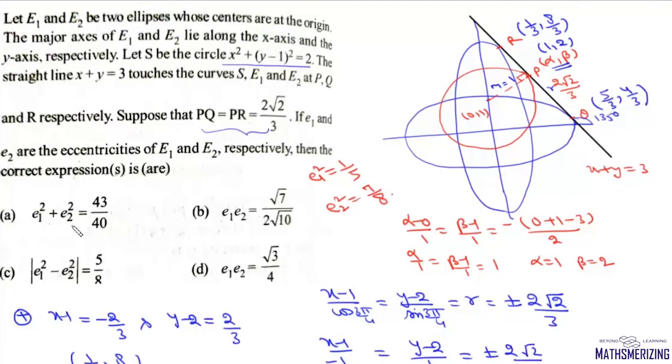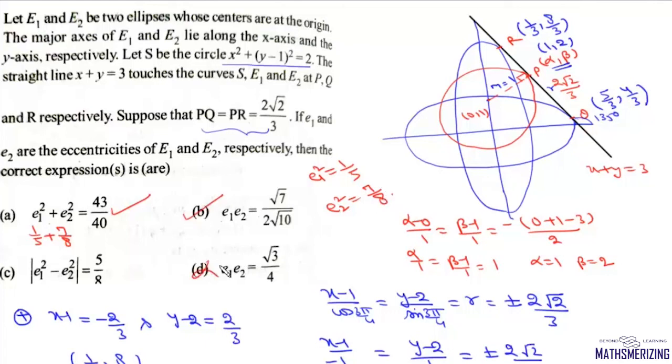Now what is e1 squared plus e2 squared? It will be 1 by 5 plus 7 by 8, so it will be (8 plus 35) upon 40. 35 plus 8 is 43, so that means option A is correct. Now what about e1 into e2? It will be under root 7 upon root 40. Root 40 will be 2 root 10. So that means option B is also correct.